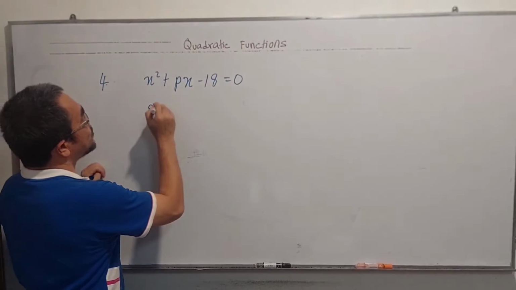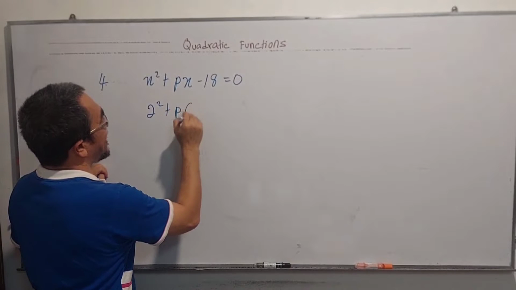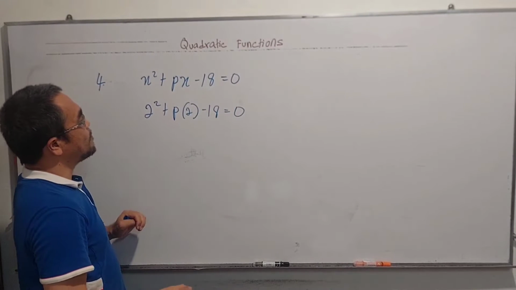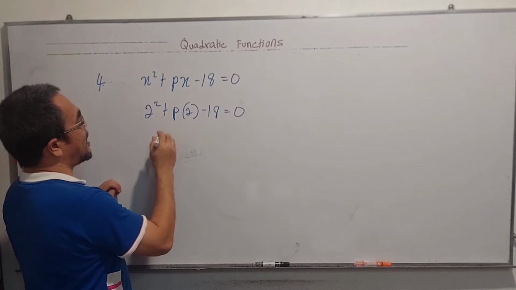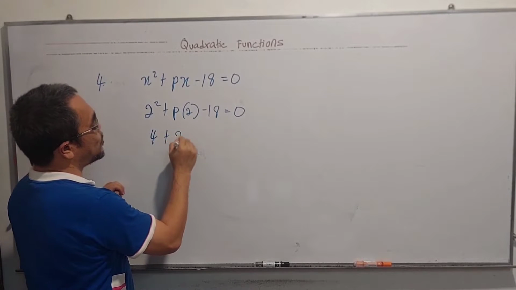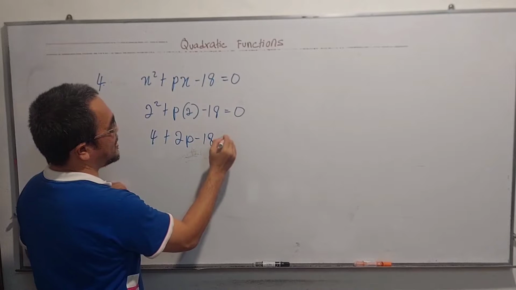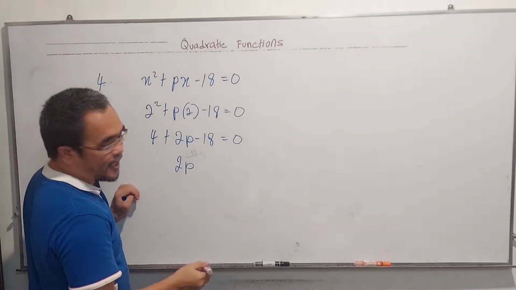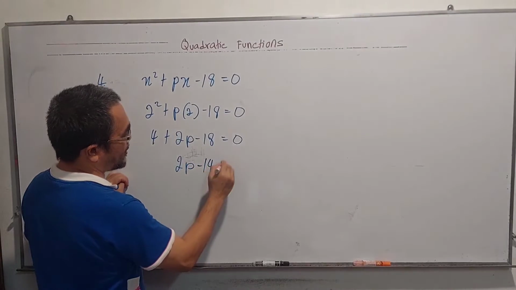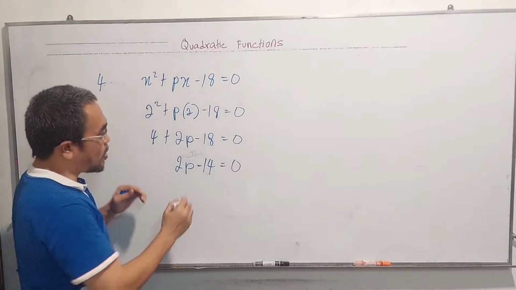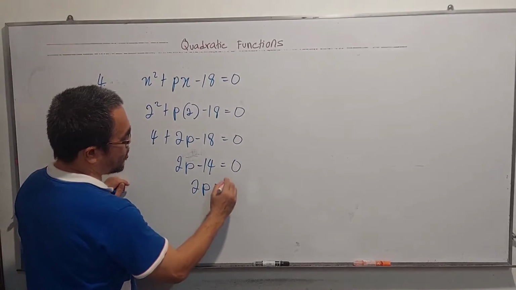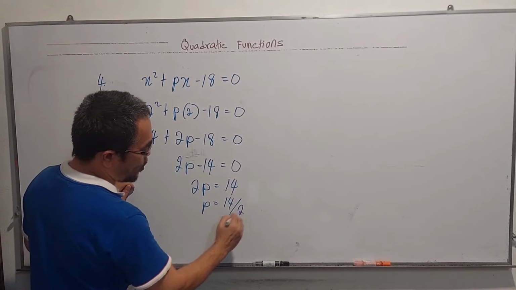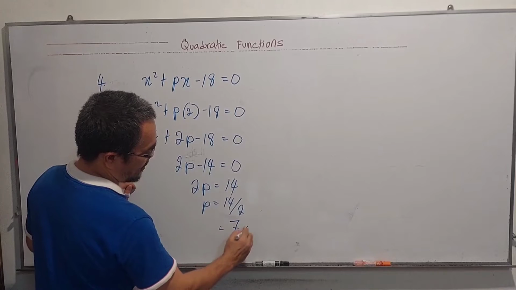So you say 2 squared plus p times 2 minus 18 equal to 0. You simplify this, you get 4 plus 2p minus 18 equal to 0. 4 minus 18, you say negative 14, equal to 0. And solve this. 2p equals 14. P is equal to 14 over 2, which is 7.